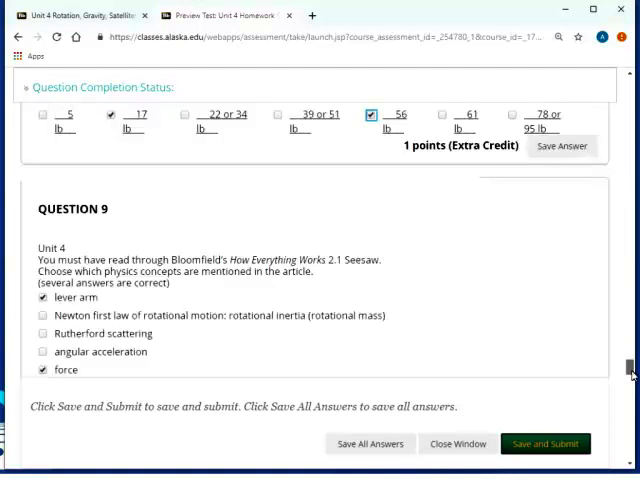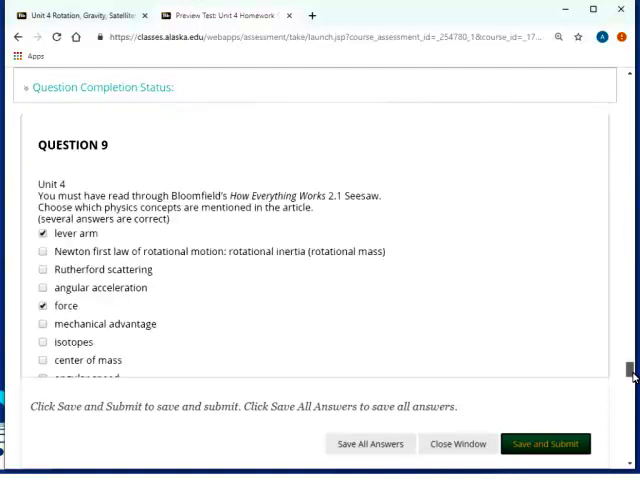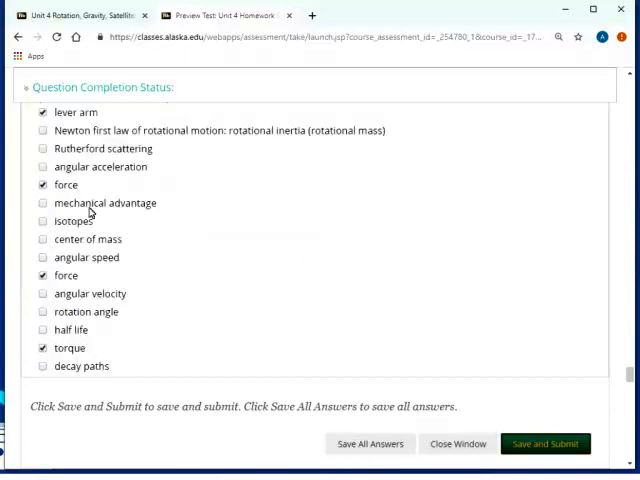All right, then Bloomfield here, you read through it. This one is about the seesaw. Off the top of my head, lever arm should apply there, force should apply there. For some odd reason, I put the word force in here twice, oh well. And then torque should apply there. And then you have to look at other things. Probably angular acceleration, mechanical advantage is in there. I mean, it's a seesaw. So read through it and check the correct answers.